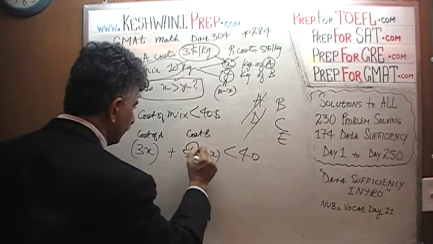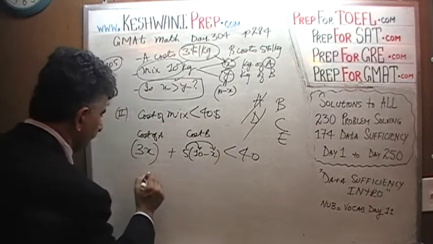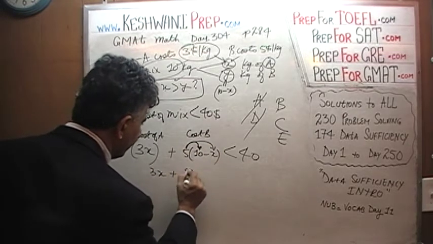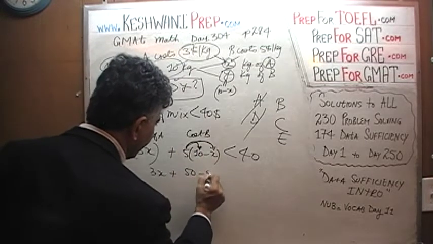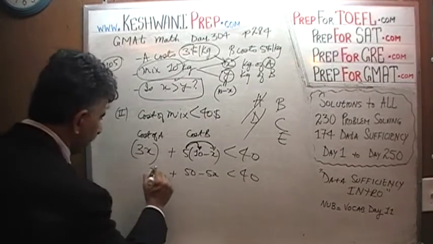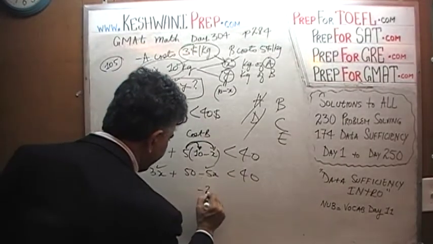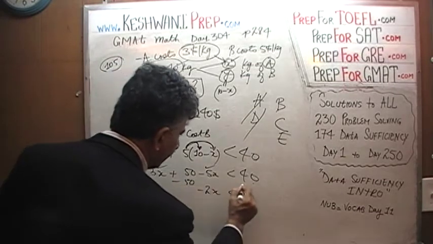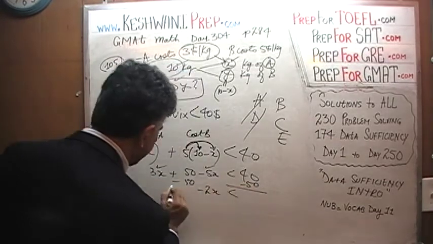So it's easy to distribute it like this. Here we get 3x plus 5 times 10, which is 50, and 5 times x, which is negative 5x, which is less than 40. We add them up, 3x and a negative 5x, we get negative 2x. Bring the 50 to the other side, subtract 50 from both sides.